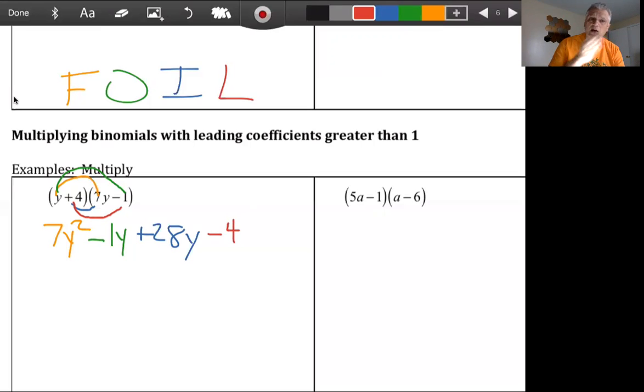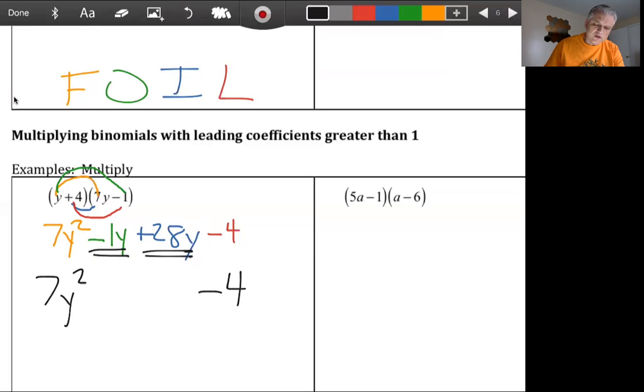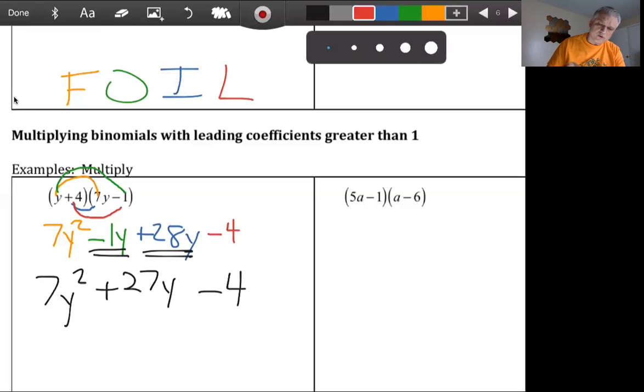Okay, we've now done FOIL. We even put some color in with it. Hope you like that, by the way. So now we look at those middle terms, and I see again, I have like terms. So let's bring the 7y squared down. Let's bring the minus 4 down. But this term and this term both have y to the first. And because they both have y to the first as their only variables, they can be added or subtracted. They can be combined. So minus 1y plus 28y gives you a positive 27y. There is your final answer.